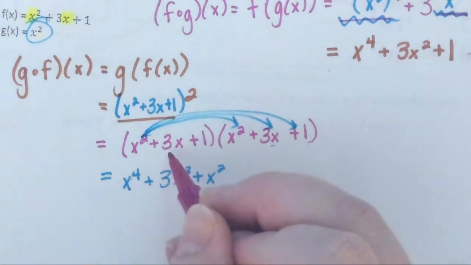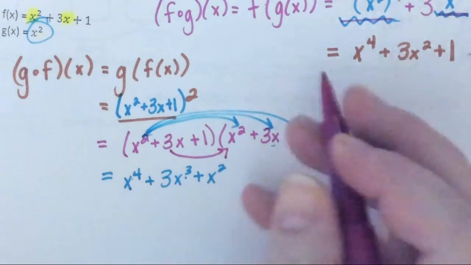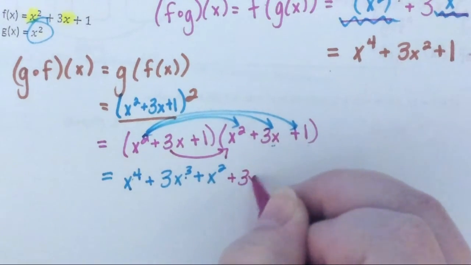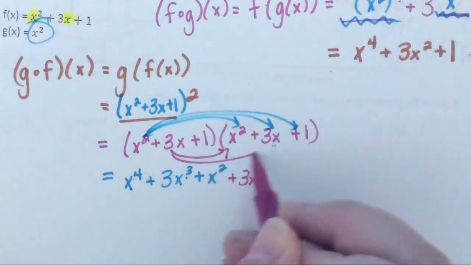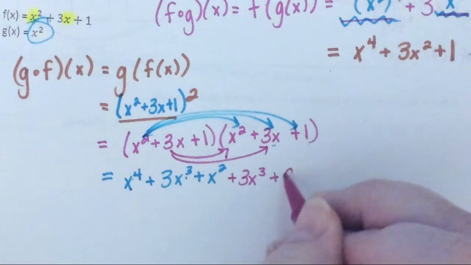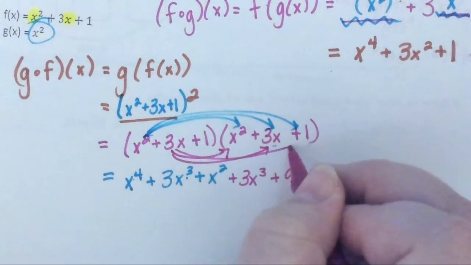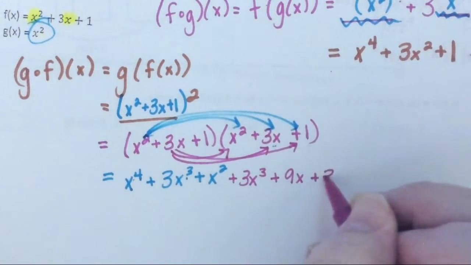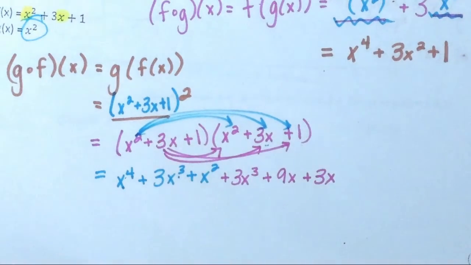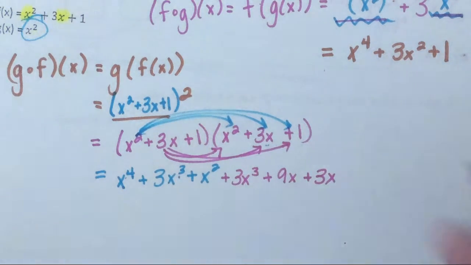Now I've got to go to distribute that 3x. So 3x times x squared, that'll give me 3x to the 3rd. 3x times 3x, that'll give me 9x squared. 3x times 1, that'll give me plus 3x. And sad day, I'm still not done. Yes, dear. 9x squared. That is. God bless you, Archer. Get another point.